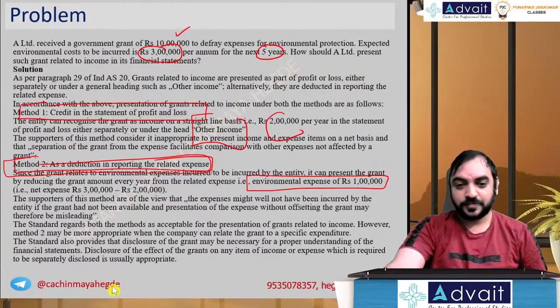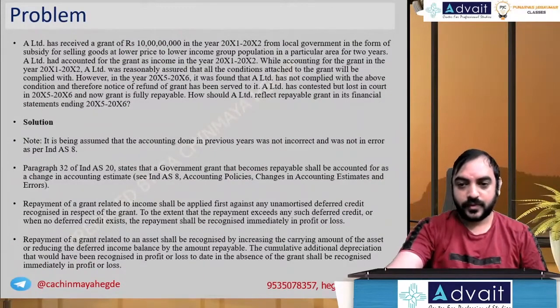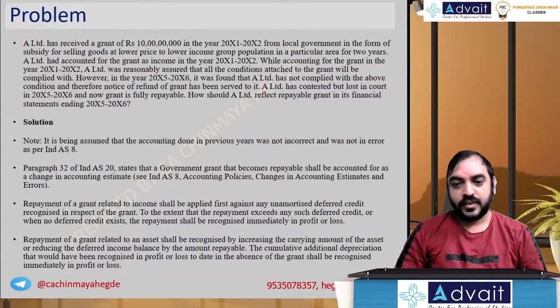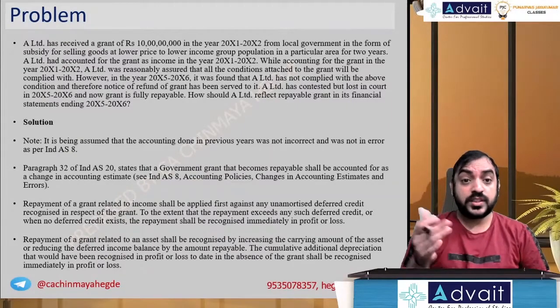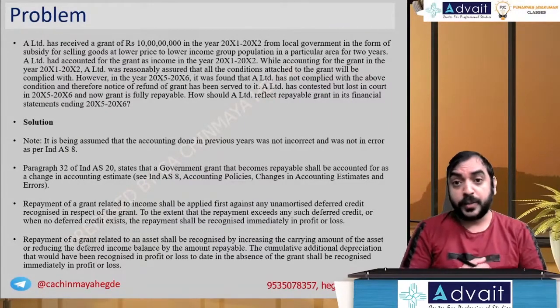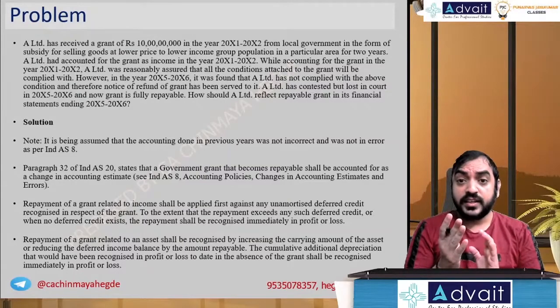Let's move on. A Limited has received a grant of rupees 10 crore in the year 2001-2 from a local government in the form of subsidy for selling goods at a lower price. Look at the purpose for which the grant is received, for selling goods at a lower price. A typical example you can think of is a subsidy received.